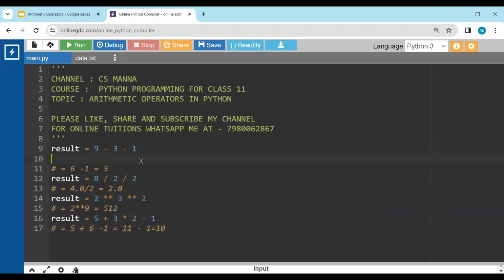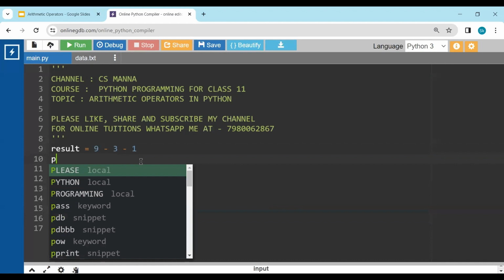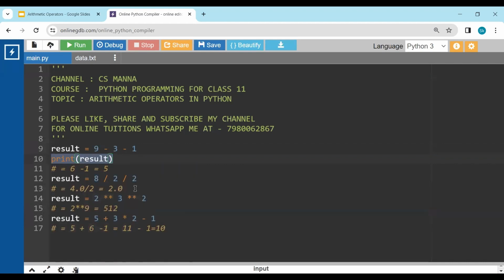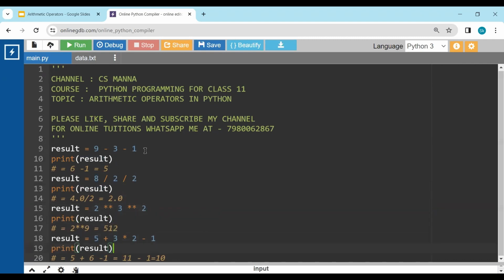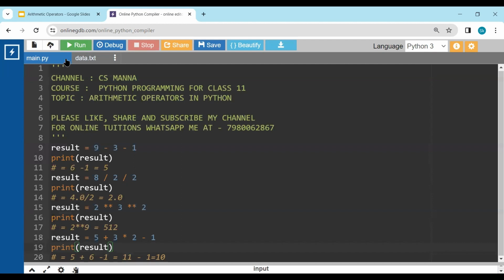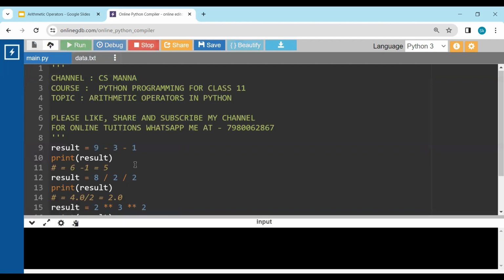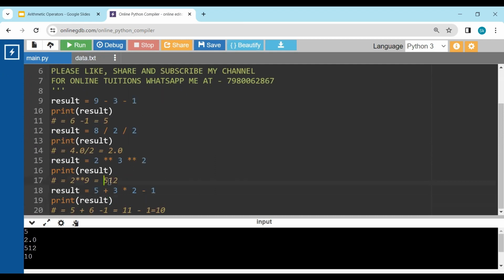Now let's verify our results by writing print result. So we are going to check the results now. This, and this. Okay. So let me run it. We are getting the first one 5, second one 2.0, then 512, and the last one is 10. So I hope you understood how associativity works in this case.